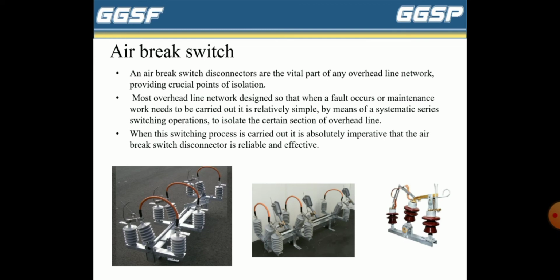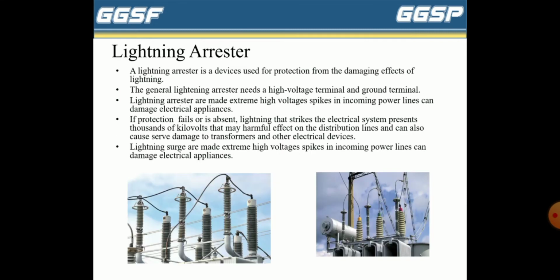Air brake switch. An air brake switch disconnects a vital part of the overhead line network, providing crucial points of isolation. Most overhead line networks are designed so that when a fault occurs or maintenance work needs to be done, it is relatively simple, by means of sequential switching operations, to isolate certain sections of overhead line. When this switching process is carried out, it is absolutely imperative that the air brake switch disconnector is reliable and effective.